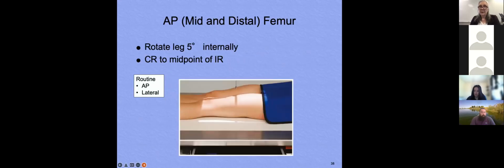Okay, so positioning. Again, remember that you guys are not here to learn positioning, but to be able to relate an image and how it was positioned. So here we're looking at an AP femur. And in this instance, we will be including the knee.